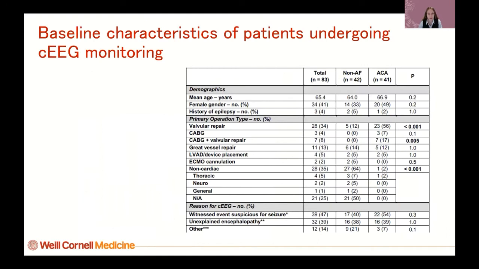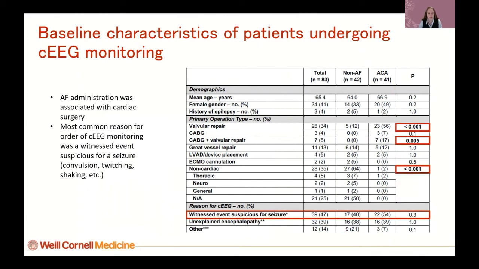In this first table, you can see the baseline characteristics of our cohort. In the first column, you can see the data for our total cohort, the second for those with no antifibrinolytics, and the third for our ACA group. There were no significant differences in demographics between the ACA and the non-AF group, but you can see that ACA administration is significantly associated with cardiac surgery, and that no AF is strongly associated with non-cardiac surgery. This reflects standard perioperative antifibrinolytic administration practices.